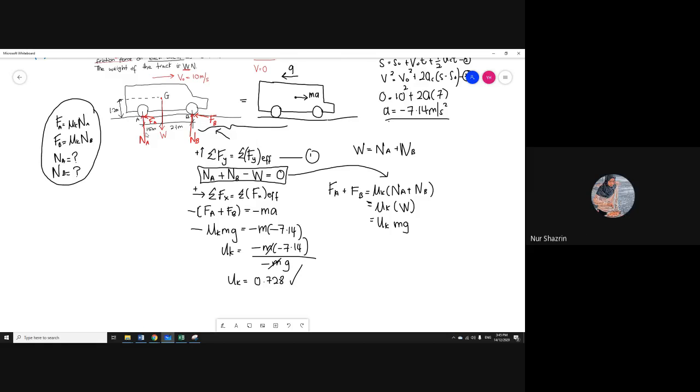Moment is force multiplied by distance. The distance must be perpendicular distance. Okay, so imagine you take moment at point A, at tyre A. What forces are left? Weight, right? What is the perpendicular distance of the weight at point A? What is the value of the distance? 1.5 meter. Okay, good. So when you take moment at wheel A, the weight is going to be multiplied by the perpendicular distance, which is 1.5.